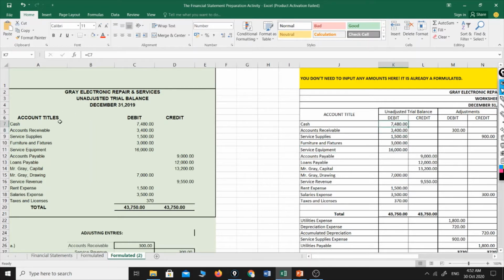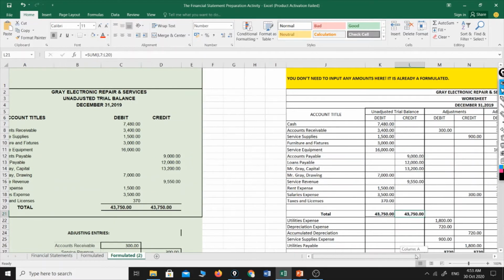So for example, we have cash amounting to 7,480 debit. So you will just write here 7,480 debit for cash, and so on. Copy everything in the unadjusted trial balance, I mean the account titles and their related amounts, and then total. Have the total of the debit column as well as the credit column.